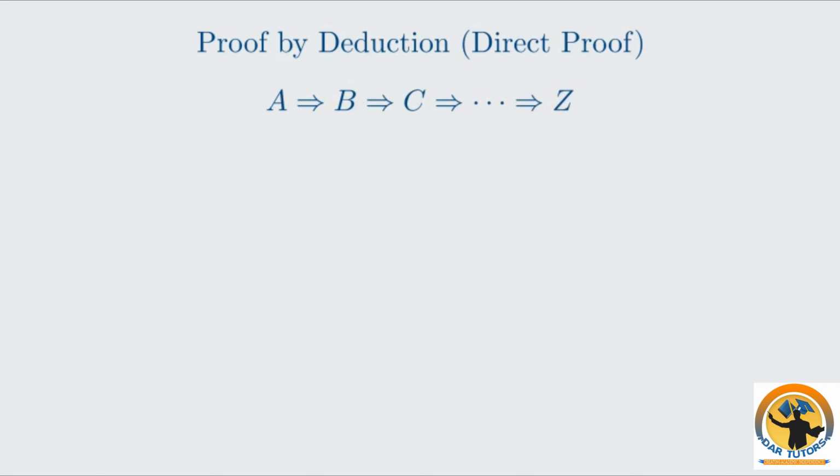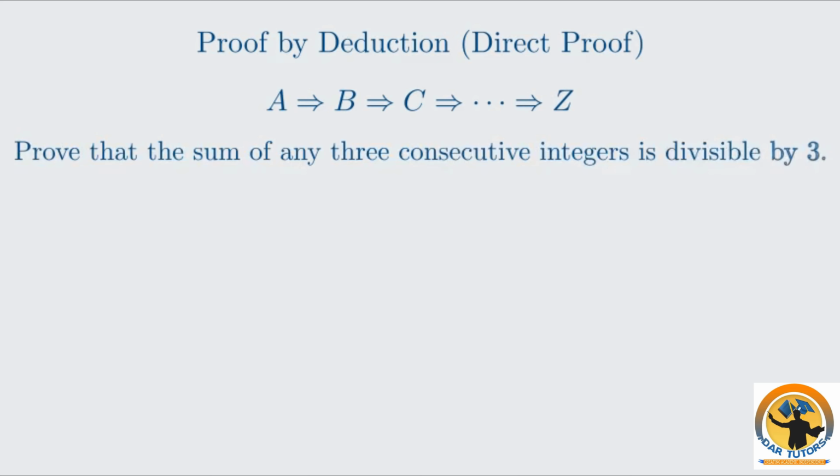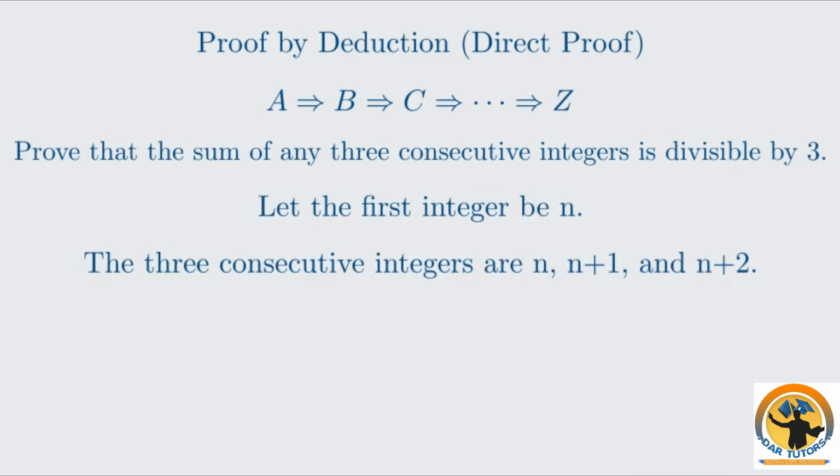Let's work through an example. We will prove a statement about consecutive integers. Our goal is to prove that the sum of any three consecutive integers is divisible by 3. First, we need to represent three consecutive integers algebraically. Let's call the first integer n. So our three consecutive integers are n, n plus 1, and n plus 2.